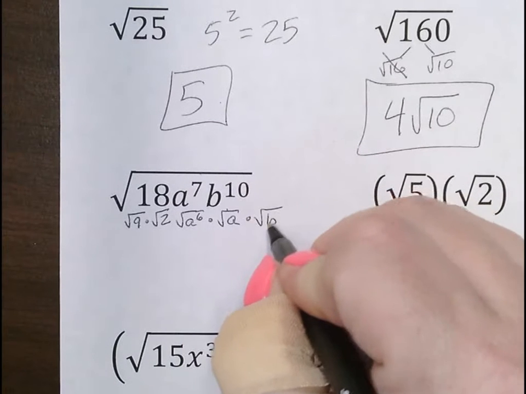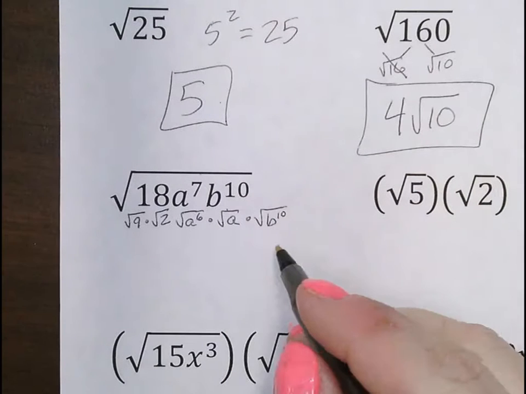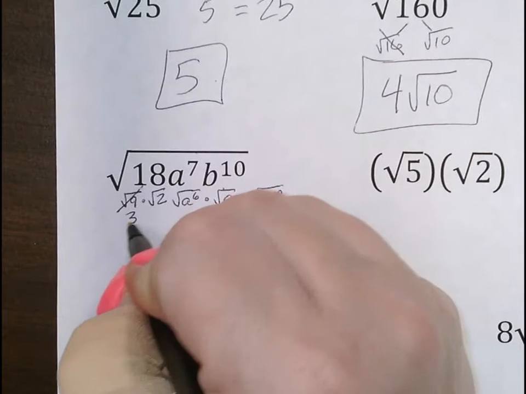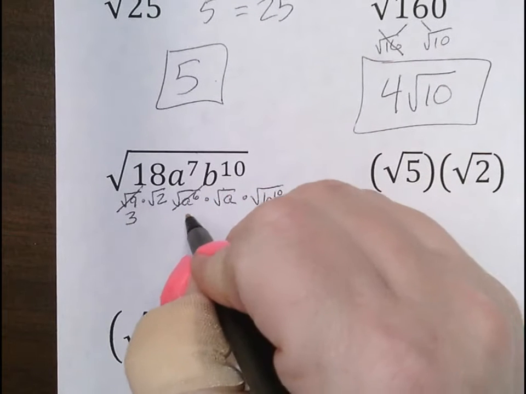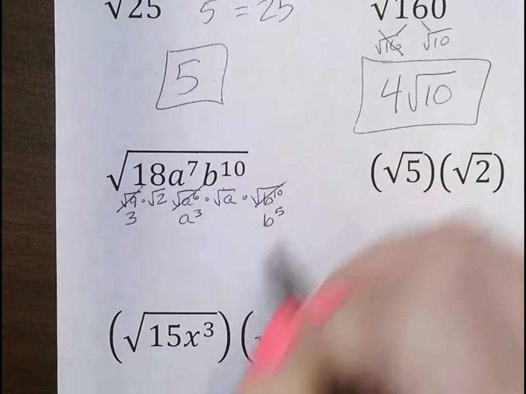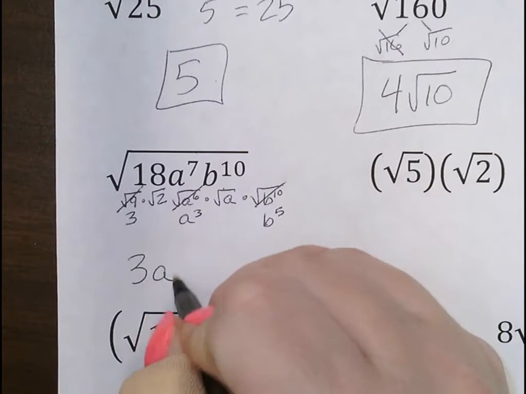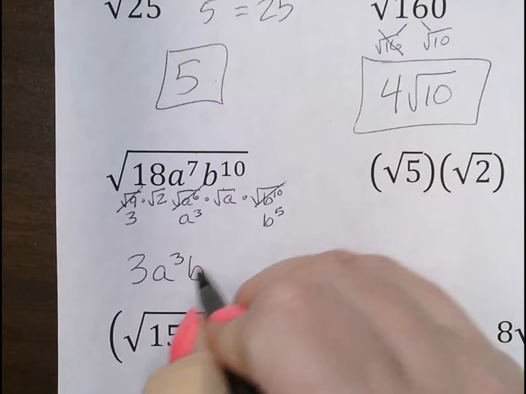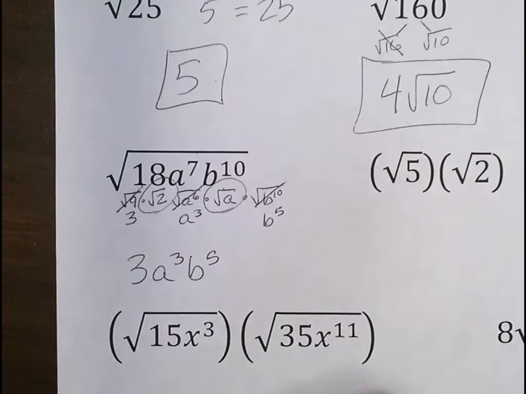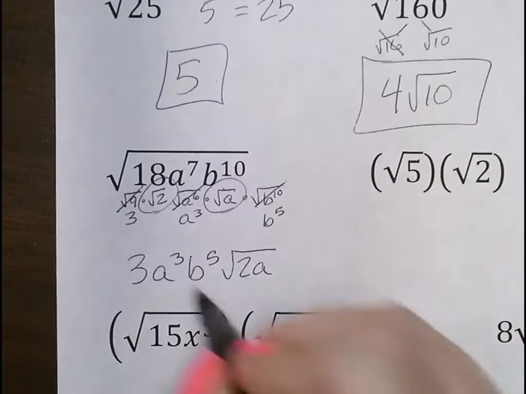The b to the 10th, we will be able to take a square root because we can take half of 10. All right, again, anything we can take a square root of, that's what we're going to do. The square root of 9 is 3. The square root of a to the 6th is a to the 3rd. The square root of b to the 10th is b to the 5th. Let's see what we could take a square root of. We took out the 3, we took out a cubed, we took out b to the 5th. The ones we were not able to take a square root of because they were irrational, we leave as 2 and a under the radical.